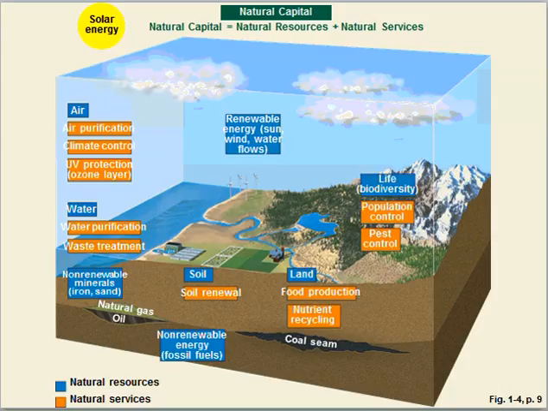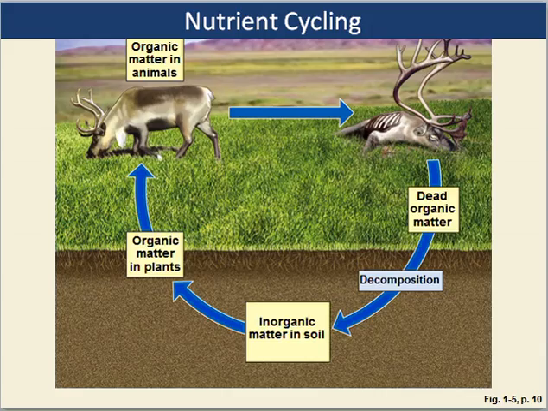So you'll see a good example of land as a natural resource. And what does it provide? It allows for food production and the nutrient cycling. You can see an example of nutrient cycling from dead organic matter through the decomposition process into inorganic material in the soil or matter, and then organic matter in the plants and back into the animals.